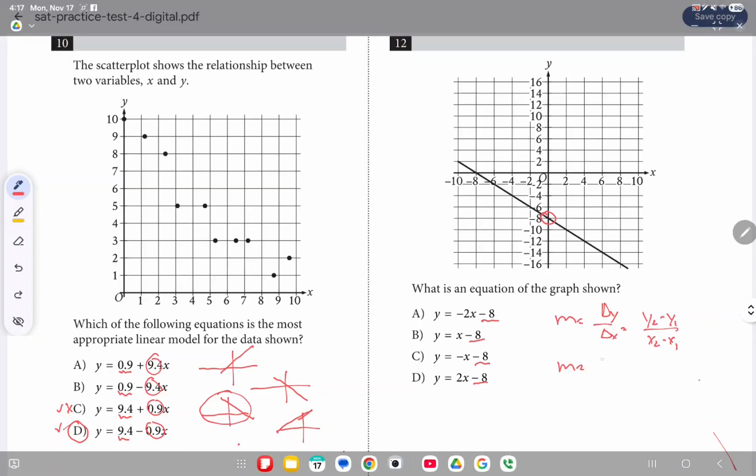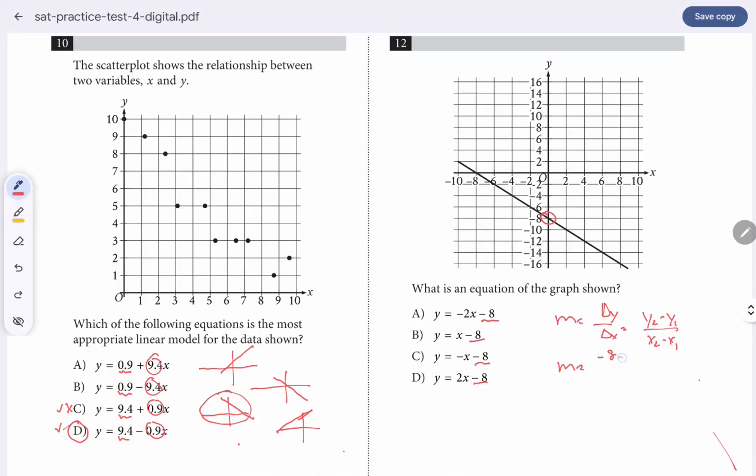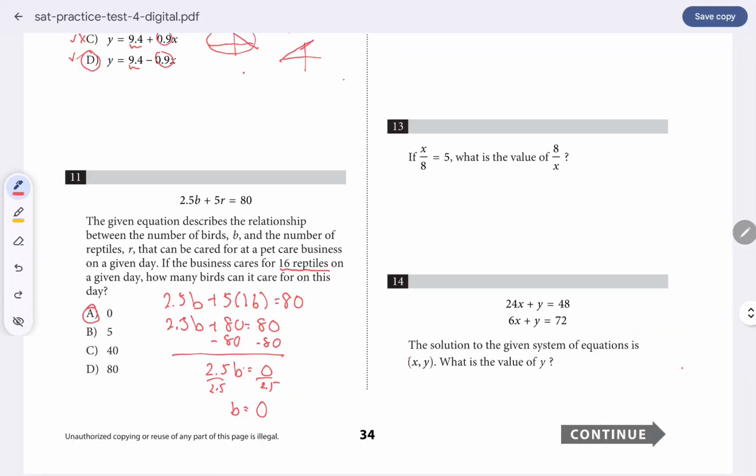So let's take any point, let's say negative 8 minus negative 6 over, that's 0 minus negative 2. Negative 8 minus negative 6 would be negative 2. 0 minus negative 2 is going to give me 2. And negative 2 divided by 2 is going to give me negative 1. So I know that my slope is negative 1, my y-intercept is negative 8, and the only one with those parameters is C.